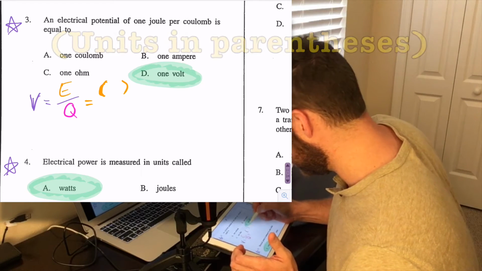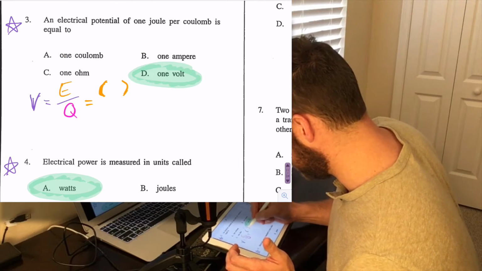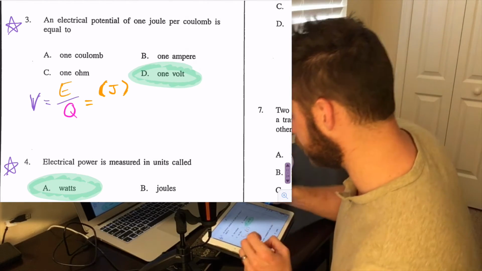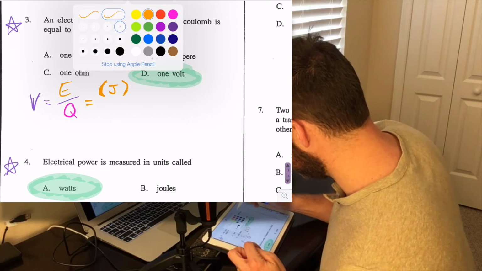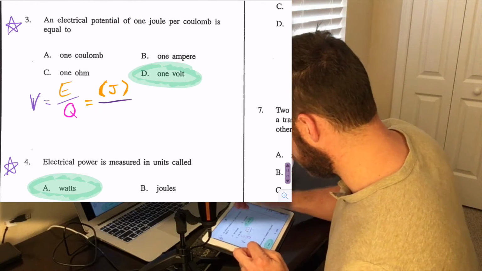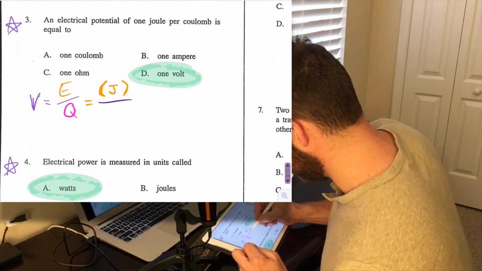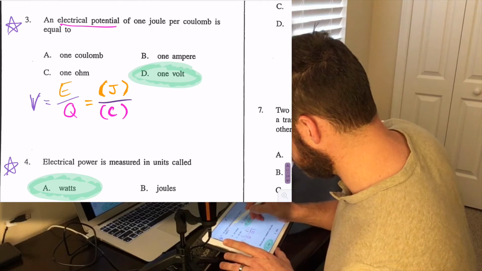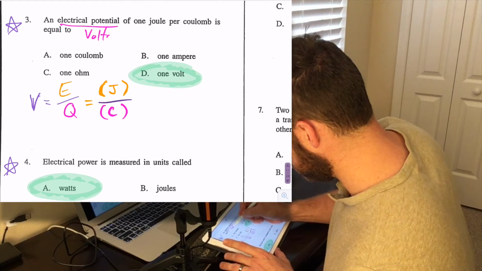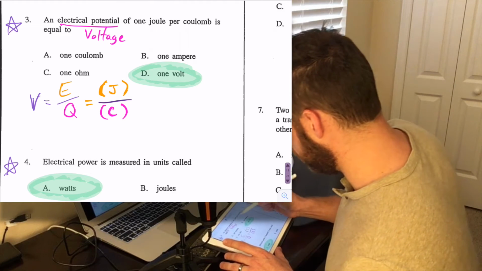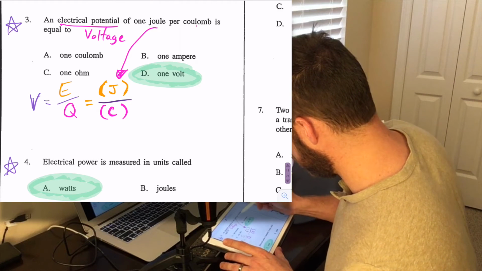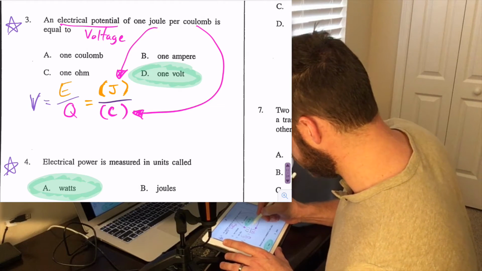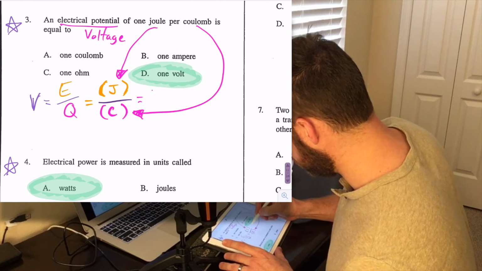It's not in parentheses. So in units, I would have the unit for energy, which we just saw is joule, named after James Joule, named after someone, so it's capitalized. And then that's going to be per charge, and the unit for charge is a capital C, coulomb. And so we see electrical potential, also known as voltage, of 1 joule per 1 coulomb is equal to the unit for voltage, which is a volt.